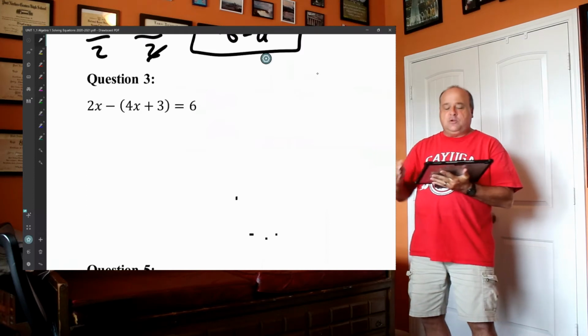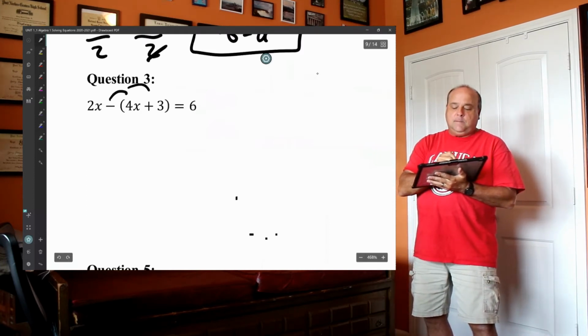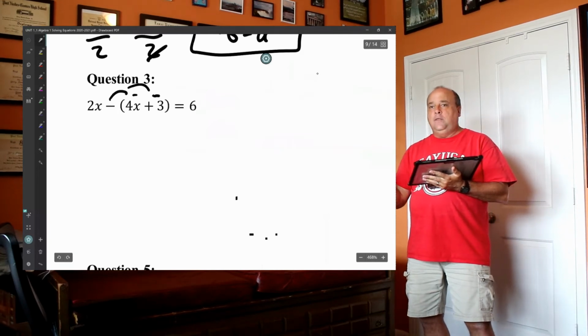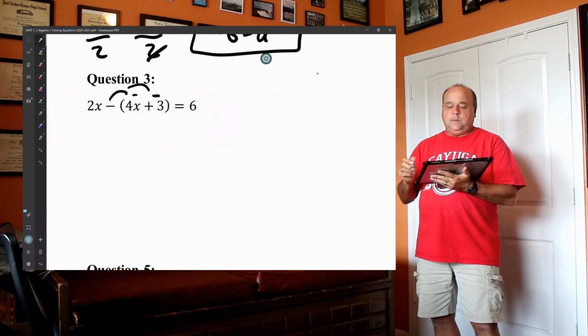Okay, question number 3. On this problem, we have the distributive property. Our bluebell truck is the minus sign. So we're going to get rid of the parentheses. That was step 1, wasn't it? You get rid of the parentheses with the distributive property.